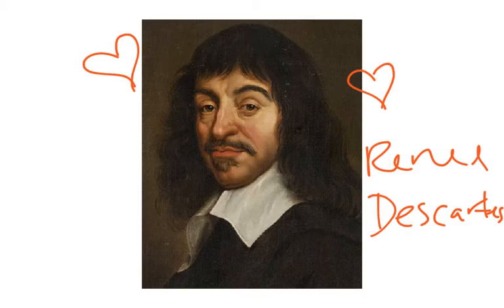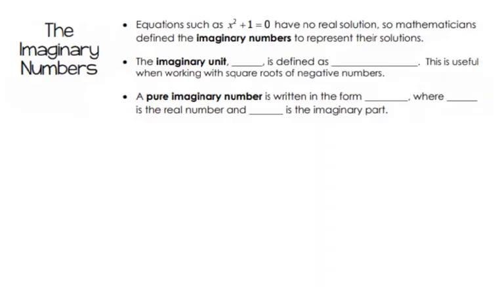So, imaginary numbers. Okay, so here's the things you need to know. Equations such as x squared plus 1 equals 0 have no real solution. So mathematicians define the imaginary numbers to represent their solutions. So this is Rene Descartes' fault.